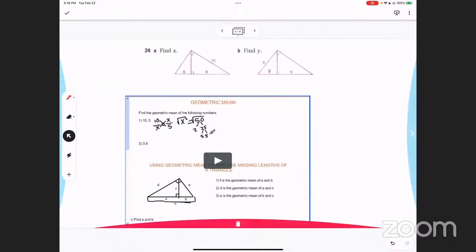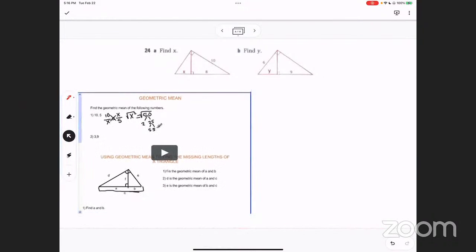So here's the rule right down here, as you can see it. F is the geometric mean. The altitude is the geometric mean of the two parts that it splits up. See that? F is the geometric mean of the two parts, which means F times itself equals A times B, or F squared equals A times B. That's what it means to be a geometric mean. F times F equals A times B.